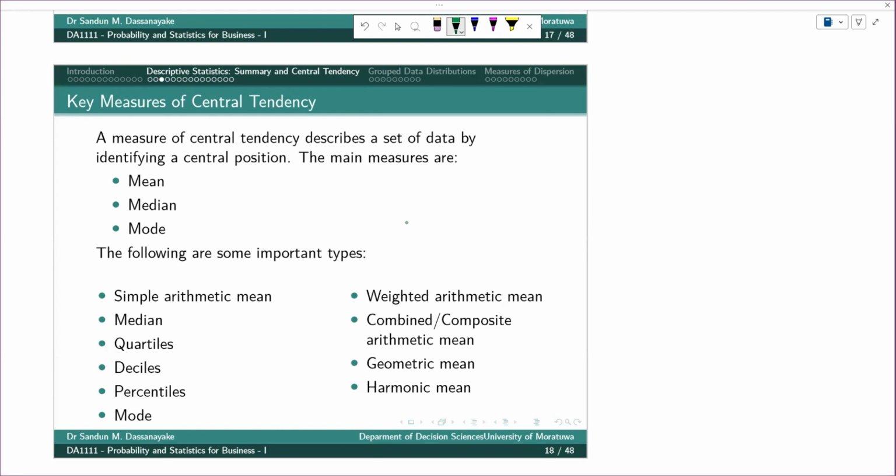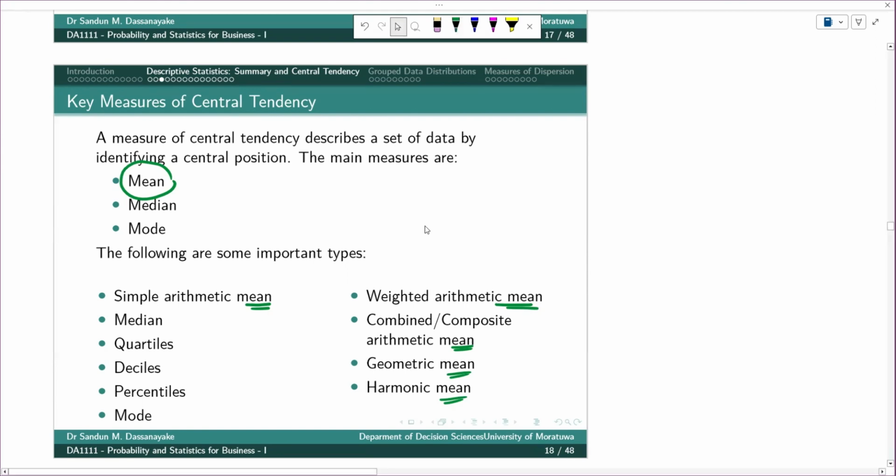The following are some important types. If you take a look at mean, you have simple arithmetic mean, weighted arithmetic mean, combined or composite arithmetic mean, geometric mean, and harmonic mean. For median, you can go for quartiles, deciles, and percentiles. Mode, of course, is frequency dependent, so you mainly talk about mode. Of course, you can have more measures as you require.